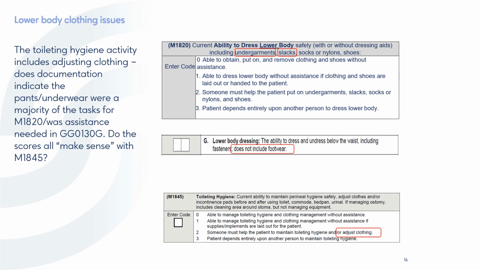Did you say they're independent in their lower body dressing, but you come to toileting hygiene and all of a sudden they're a 2? It's like, wait a minute. How is that? Is it just because of the toileting hygiene, which it could be? Or if you're saying, no, it's because of that clothing aspect, then okay, then there's something wrong with either the M1820 or that GG item. So you just want to make sure that these all kind of speak to that same purpose.